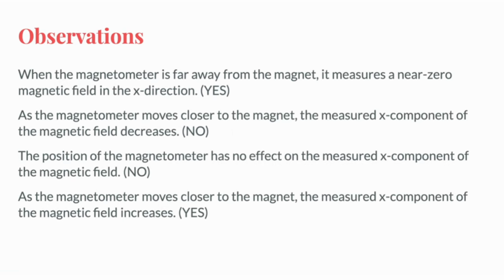Some observations. When the magnetometer is far away from the magnet, it measures near zero magnetic field in that direction. Yes. As the magnetometer moves closer to the magnet, the measured x component of the magnetic field decreases. No. The position of the magnetometer had no effect on the measured x component of the magnetic field. No. As the magnetometer moves closer to the magnet, the measured x component of the magnetic field increases.